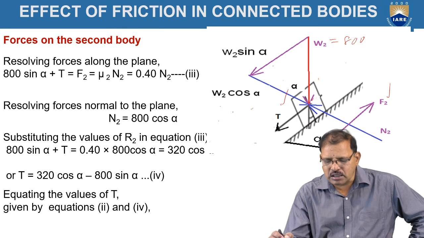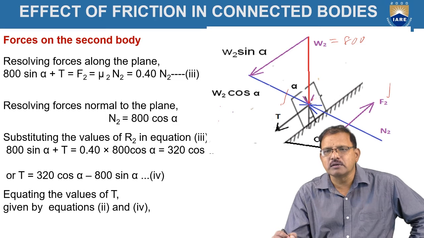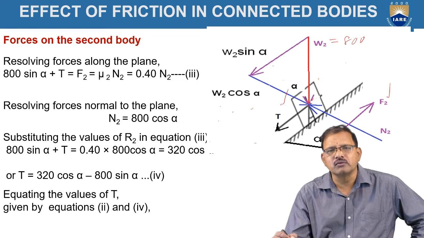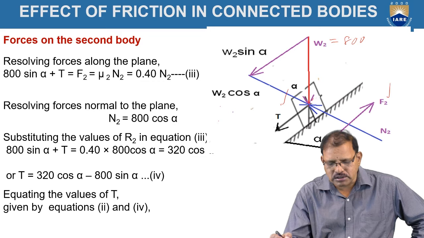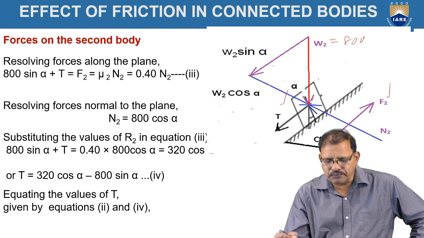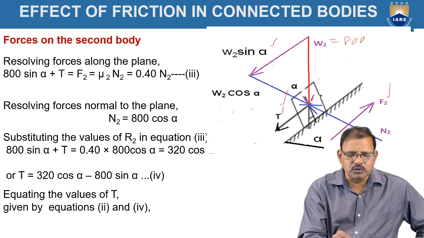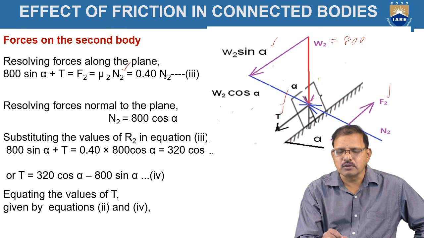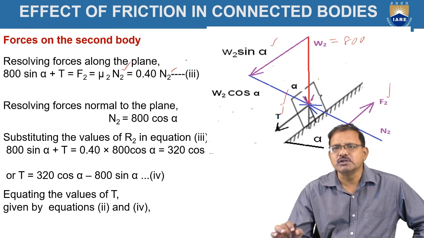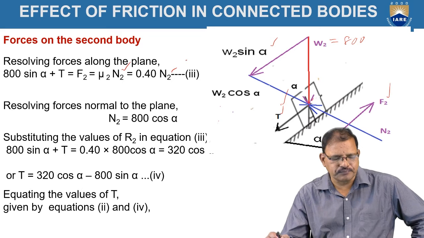So, resolve the forces along the plane now. That is, the sum of the components of forces acting toward the left side, which is 800 sin alpha, and T also toward the left side, should be equal to F2, that is mu2 N2, where mu2 is equal to 0.40, so 0.40 N2. This is shown as equation 3 now.